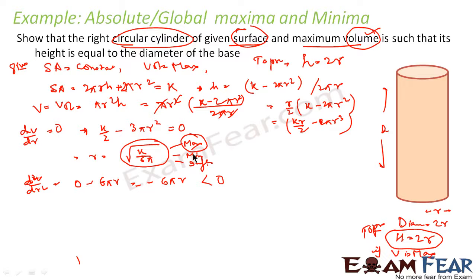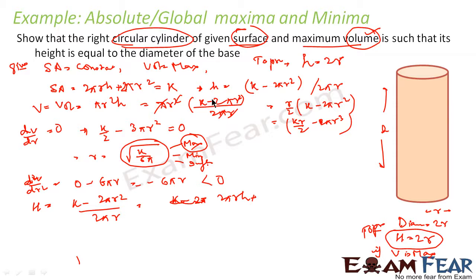What do I have to prove? I have to prove that this r is equal to h by 2, or h is equal to 2r. Let's find the value of h. H is nothing but k minus 2 pi r square by 2 pi r. So let's put in the value of k. We know that k is 2 pi r h.